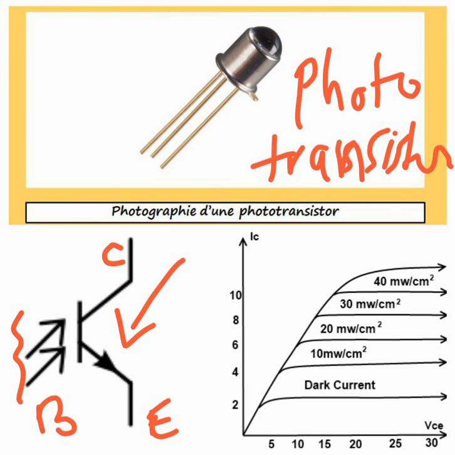Then because of that, there is a recombination of free electron hole pairs, and that base current is responsible for the production of an amplified collector current that eventually flows from collector to emitter, completing the circuit.